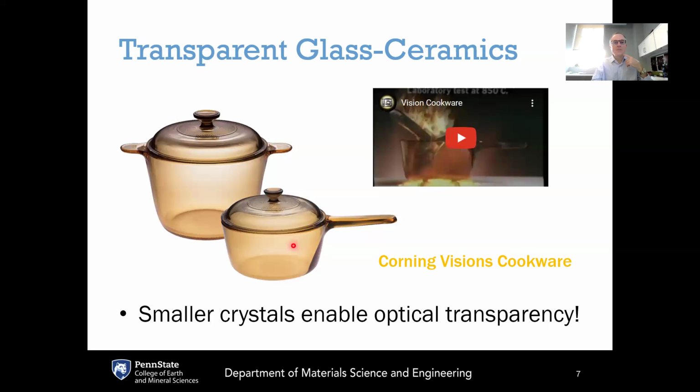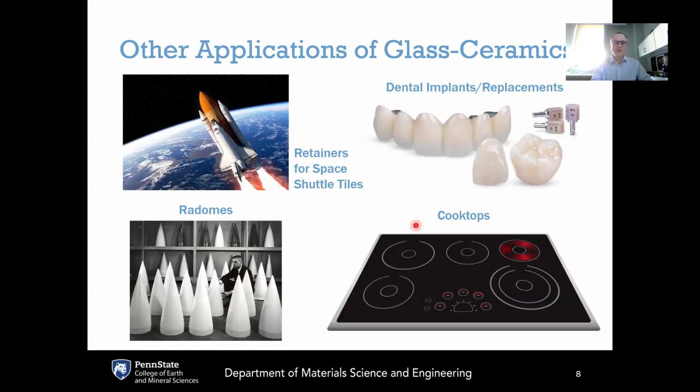Titania is an oxide that's added to the system to help control the nucleation process, and it also gives it this brownish color. And so having these smaller nano-sized crystals helps to enable optical transparency. If you get a chance, I won't show it here, but check out the TV commercial that Corning had for Visions cookware, where they're actually melting a traditional aluminum sauce pot inside the Visions cookware pot and then pouring it out at the end. What are some other applications of glass ceramics besides cookware?